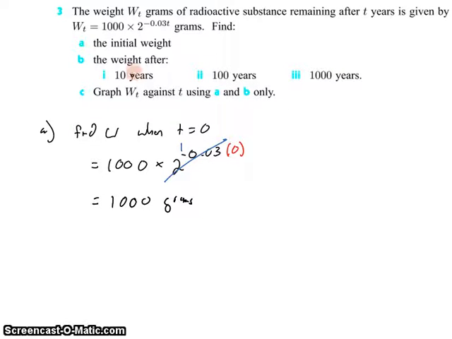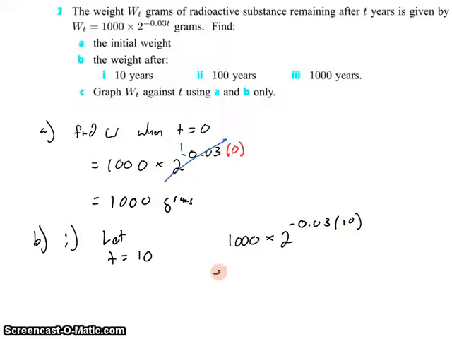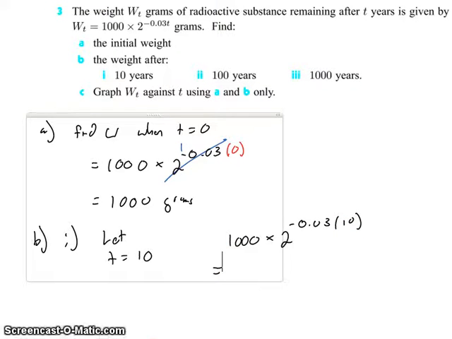Part B says find the weight after 10, 100, and 1,000 years. So we're going to let t be equal to 10. That gives us 1,000 times 2 to the power of negative 0.03 times 10. We're going to have to turn to the calculator to solve that.